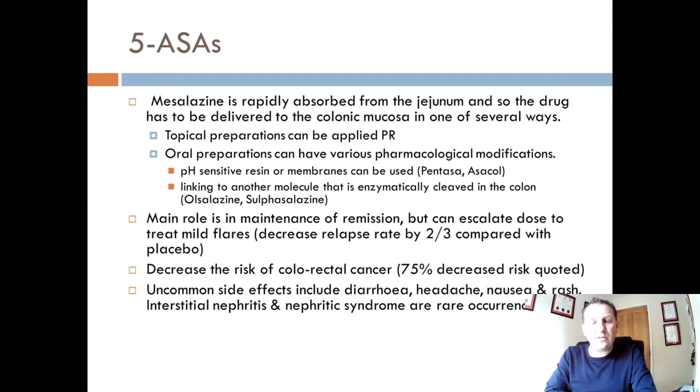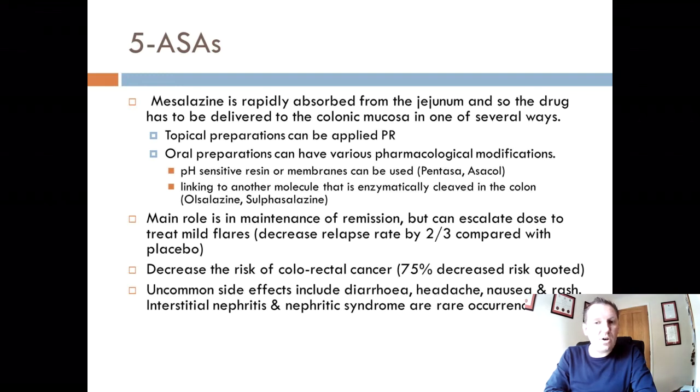Now, as we've said, steroids have got no role in the long-term treatment, so we need other medications, and the 5-ASAs or mesalazine medication is our first-line treatment here. Now, mesalazine in its free form is actually rapidly absorbed from the jejunum, and so the drug has to be delivered to the colonic mucosa in one of several ways, as it actually works directly on the mucosa. It doesn't give a systemic body effect, it's actually working on the mucosa itself.